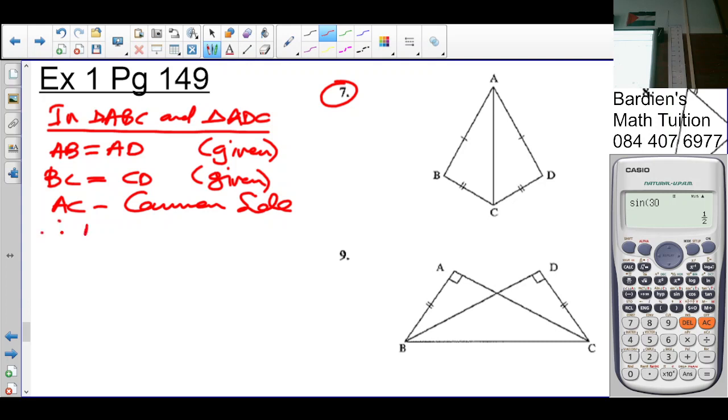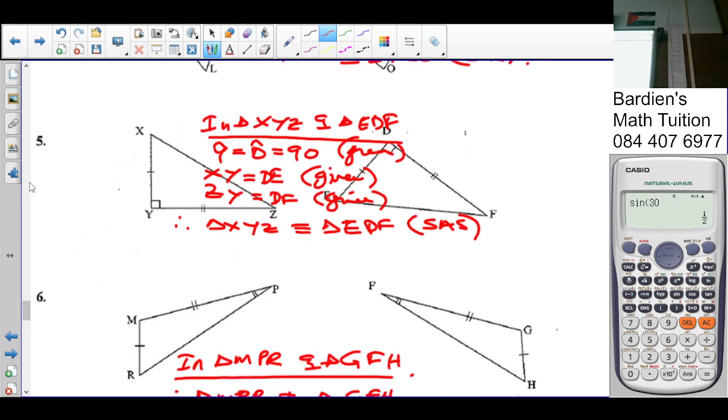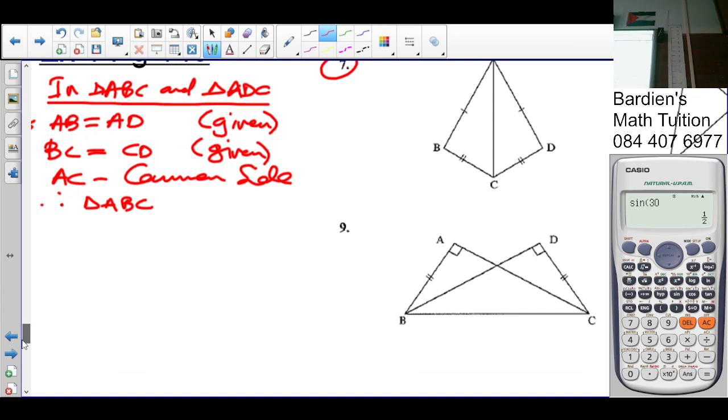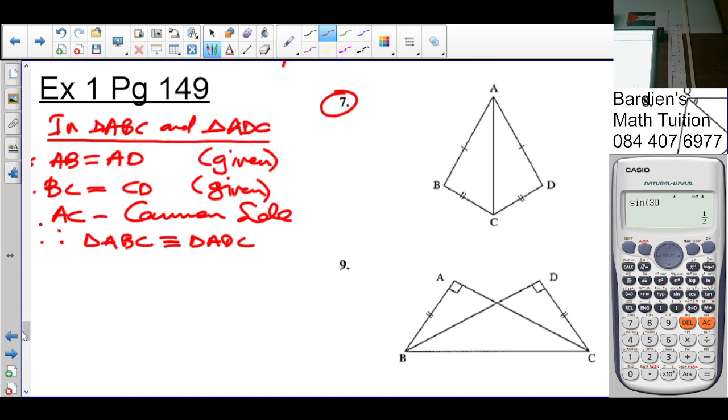So therefore triangle ABC, yeah, we can put here in the side if you want. If sometimes you're getting confused, you can write on the side. So triangle ABC is congruent to triangle ADC. Why? Side, side, side. Did you guys understand? I'm going to do number 9 first, and then I'm going to move the picture over.